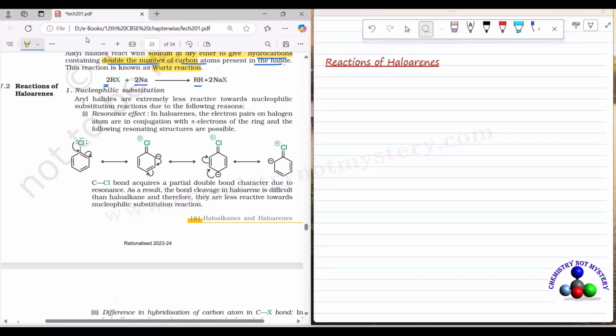Today we are going to discuss reactions of haloarenes. First is nucleophilic substitution. Aryl halides are extremely less reactive towards nucleophilic substitution reactions due to the following reasons.